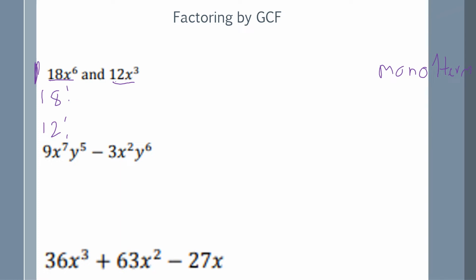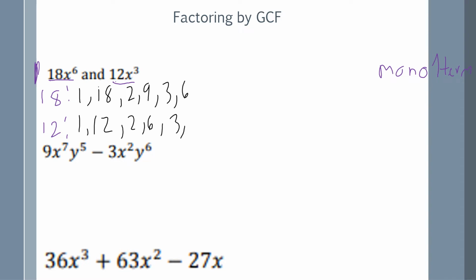In case you don't know the greatest common factor by now, let's do it. We know 1 times 18 gives me 18. We know 2 times 9 gives me 18. And we know that 3 times 6 gives me 18. Let's do 12. 1 and 12 gives me 12. 2 and 6 gives me 12. 3 and 4 gives me 12. All right? So we know the biggest number that 18 and 12 have in common is 6. We have a 6 here and a 6 there, and that's the biggest number both 18 and 12 have in common. So 6.